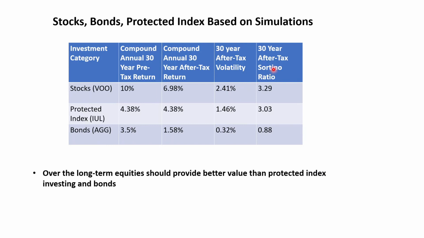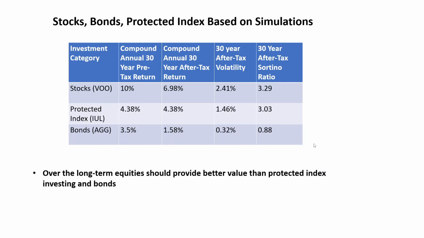And when we look at our return relative to risk ratio, our after-tax ratio, again, stocks outperform, but using a protected index vehicle is going to vastly outperform bonds. So again, over the long term, equities should provide better value than protected index investing in bonds, but protected index investing is going to be a better solution for portfolios than utilizing bonds as you get nearer to retirement.